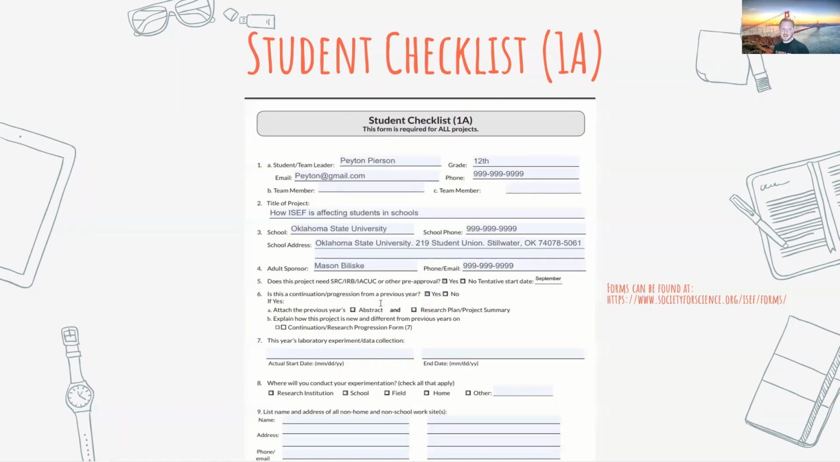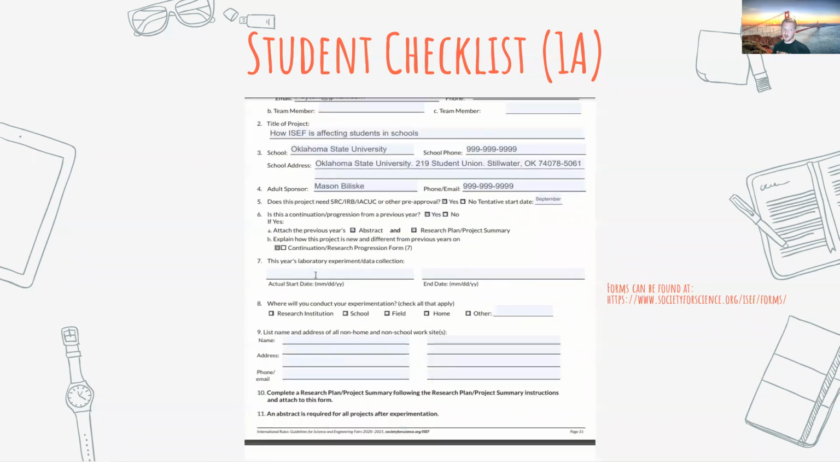My tentative start date is in September, and we need to know if this is a continuation from a previous year. Mine's yes, so I need to attach the previous year's abstract and research plan summary. We also need to explain if this project is new. Basically, we need to know if you're not doing the same thing over and over again.